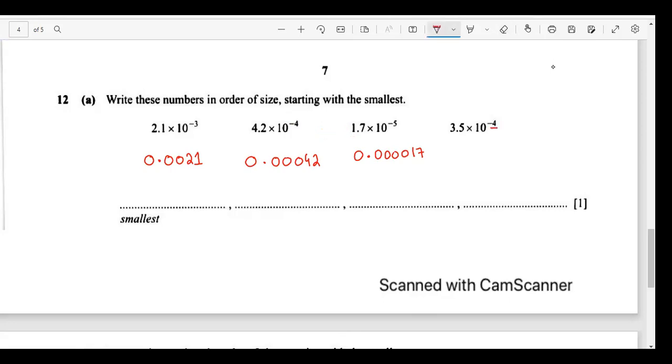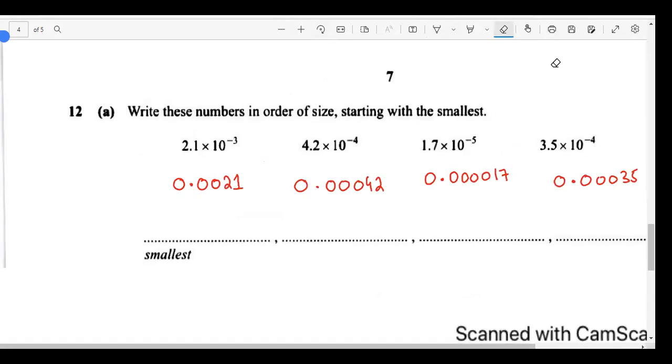It's minus 4, so this decimal would move 4 units to the left. 1, then 2, then 3, and then 4. So 0, 0, 0, and it would become 0.00035. Now we need to compare which number is greater and which number is smaller.